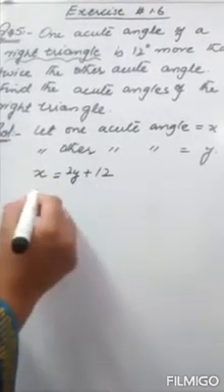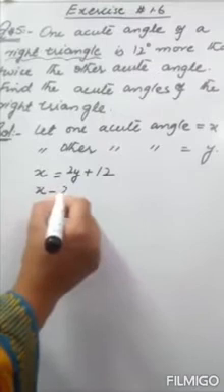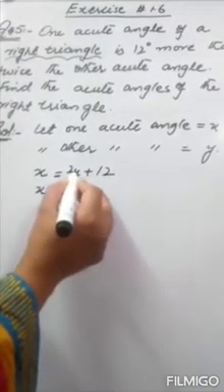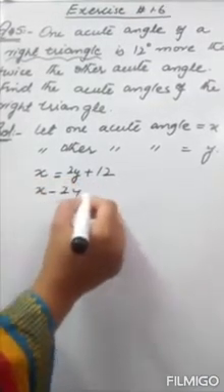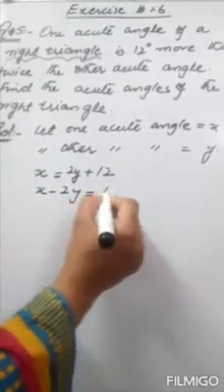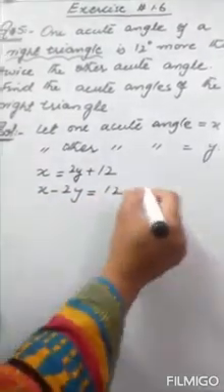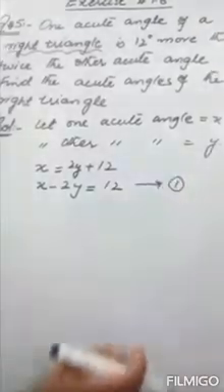Now again we will arrange this equation: x minus 2y. The plus 2y goes to the other side, so on this side it will be minus. x minus 2y is equal to 12. This is your equation number 1.